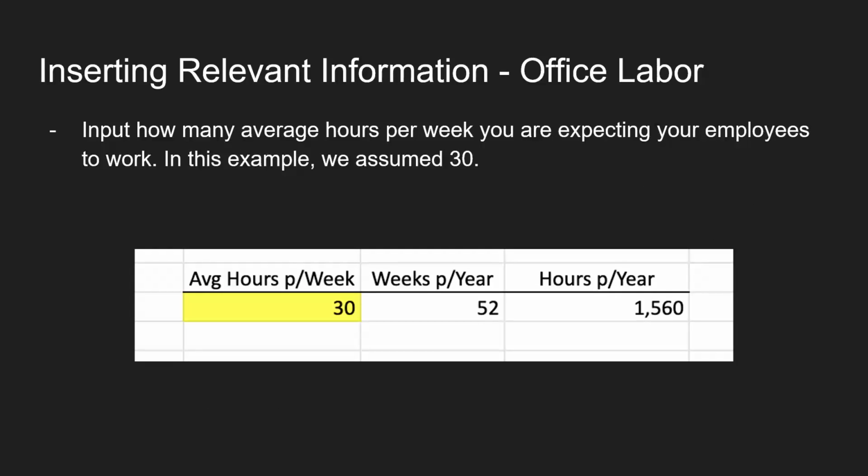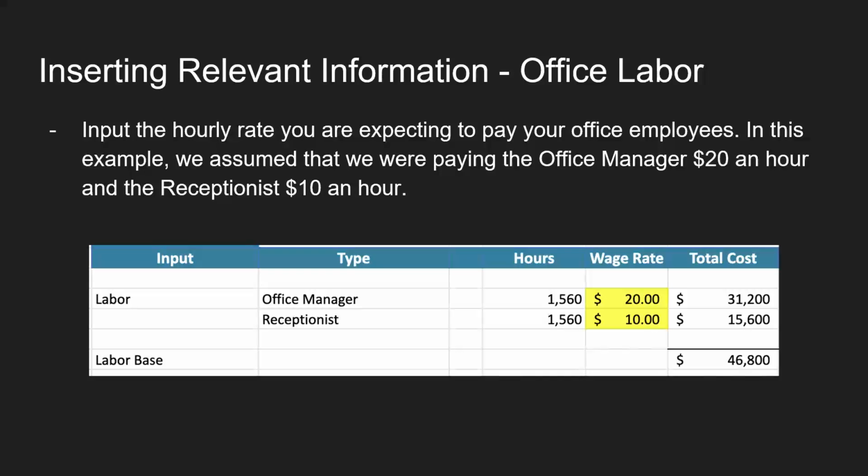One of the key costs for pest control companies is office labor. In this example, we assumed office labor would be 30 hours a week. When the average hours per week is inputted, it auto-populates the total hours per year for office labor, which was 1,560. With the wage rate cell, you can put the hourly wages for your employees, which will calculate the total cost based on the hours per year you selected.